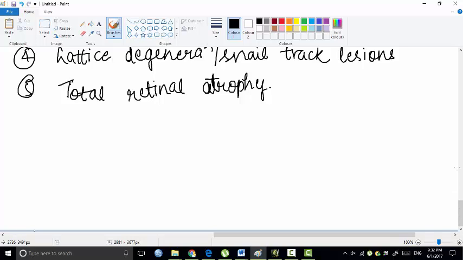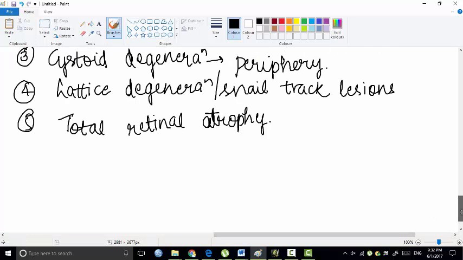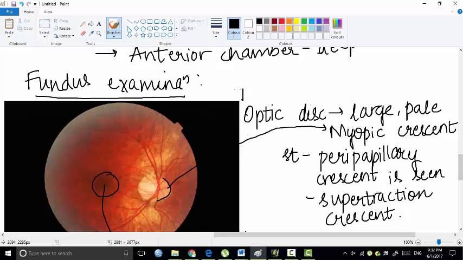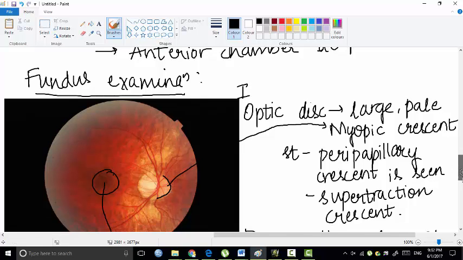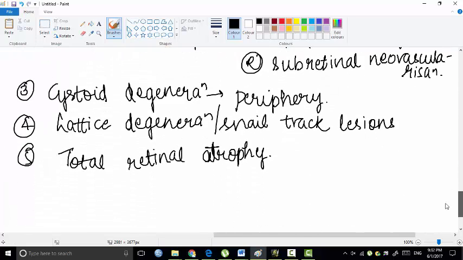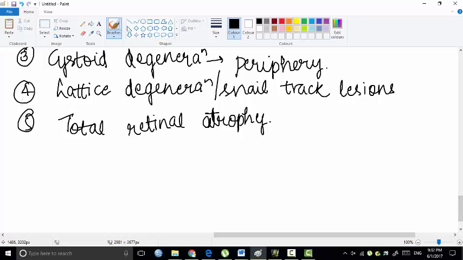Now coming to the fundus examination, first you look at the optic disc. This is the first thing you see. Next you see whether there are degenerative changes or not. Apart from the optic disc, you see the macula, and then you see whether Foster spots or some other degenerative changes are seen or not. And the third thing you will see here is posterior staphyloma.